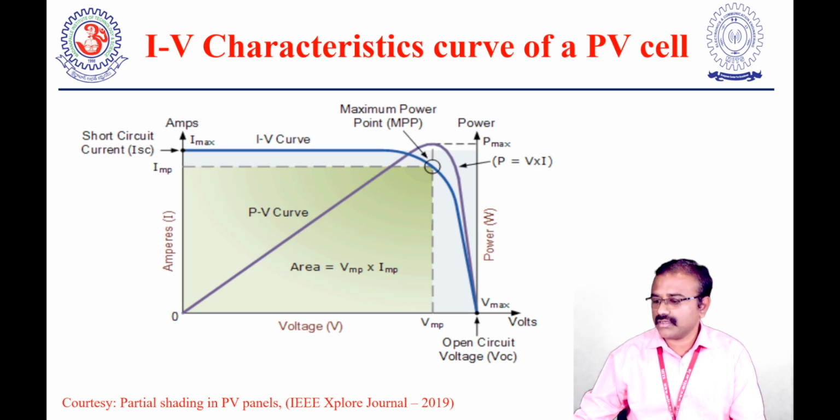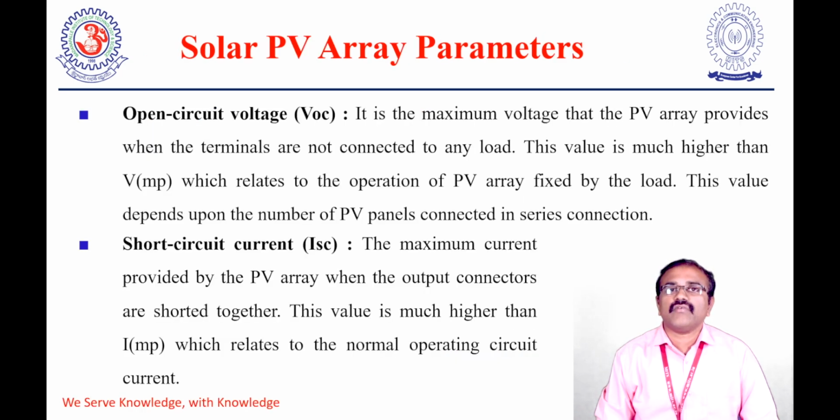Next slide. This is the solar PV array parameters. What are the PV array parameters we have? First is the open circuit voltage, next is the short circuit current. What is the meaning of open circuit voltage? It is the maximum voltage that the PV array, that is the photovoltaic array, provides when the terminals are not connected to any load. This value is much higher than the maximum voltage, that is the peak voltage, which relates to the operation of a PV array fixed by the load. This value depends on the number of PV panels connected in series.